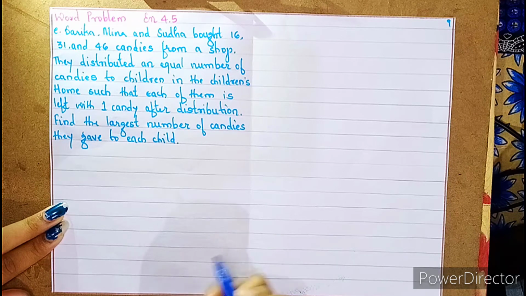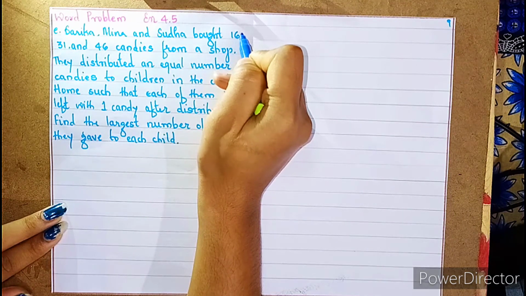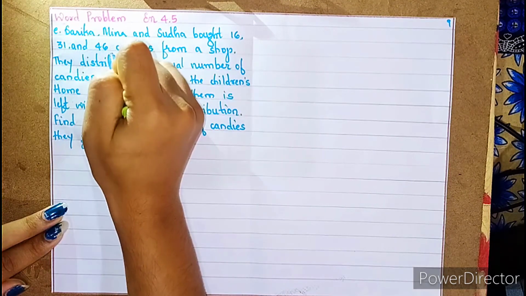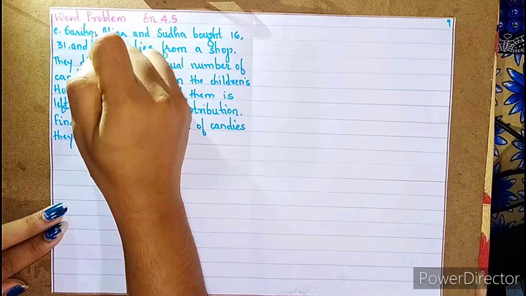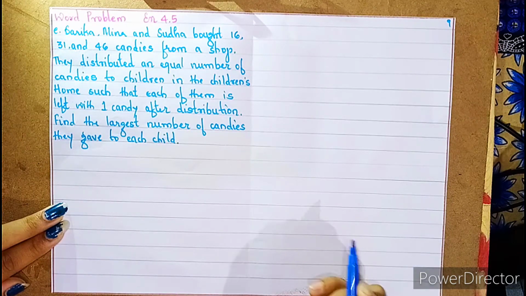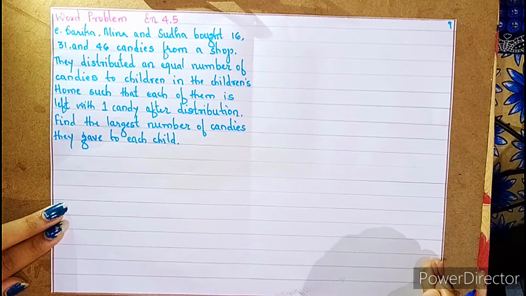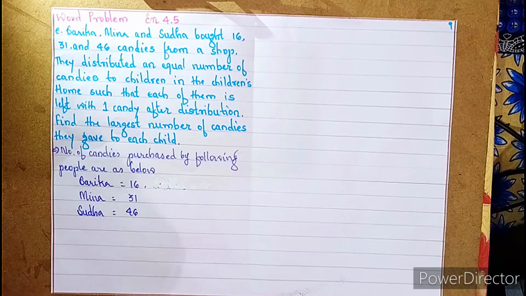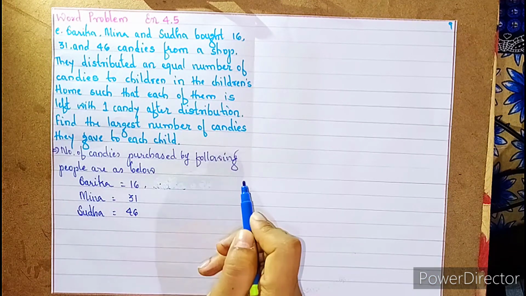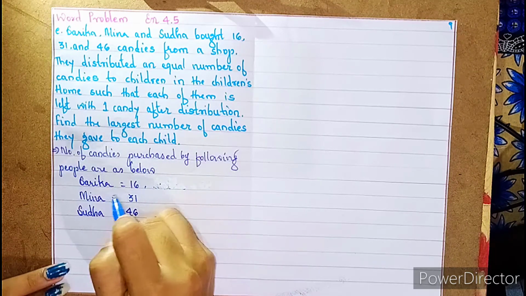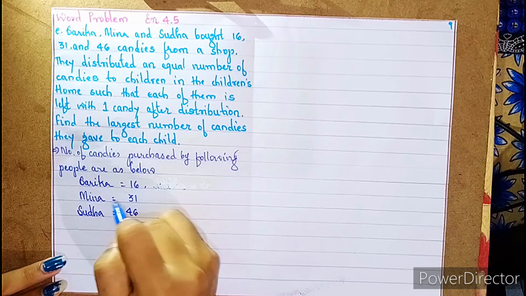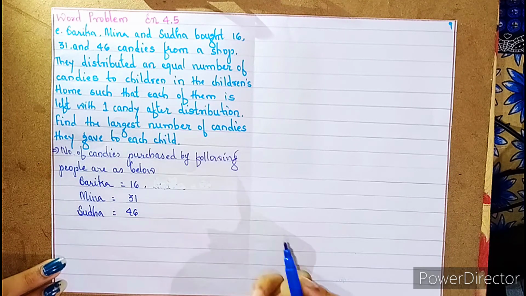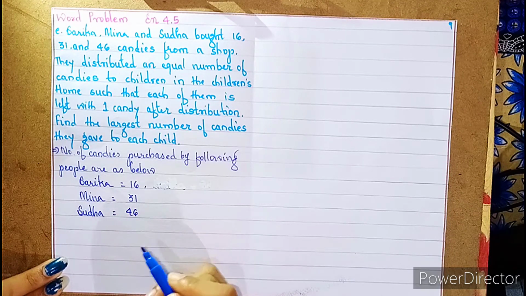Because of that we have to subtract 1 from each number, from 16, from 31 and from 46, because they are left with 1 and the remaining candies they have distributed among the children. So let's write the given things first. The number of candies purchased by the following people is as below. Sarika has purchased 16, Meena has purchased 31, Sudha has purchased 46. And after distributing, they are left with one candy.